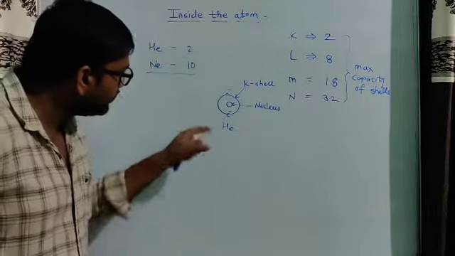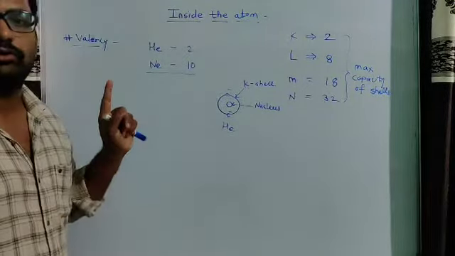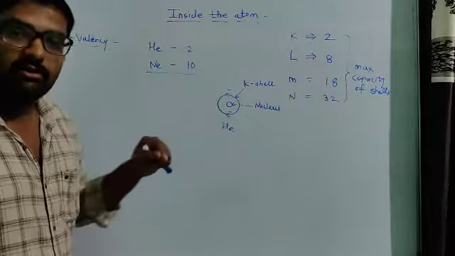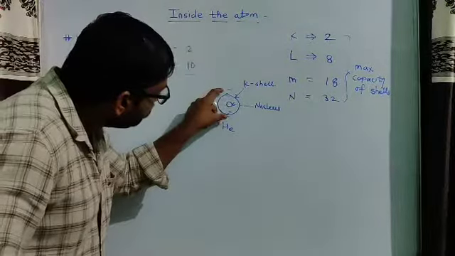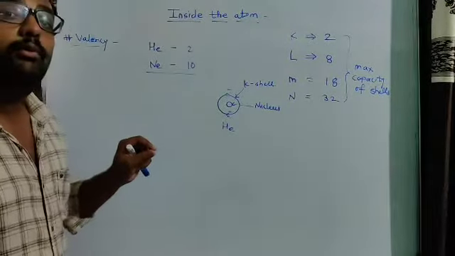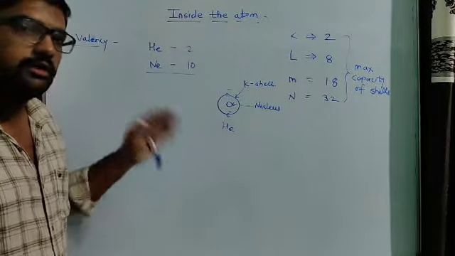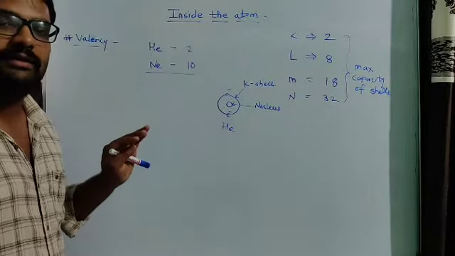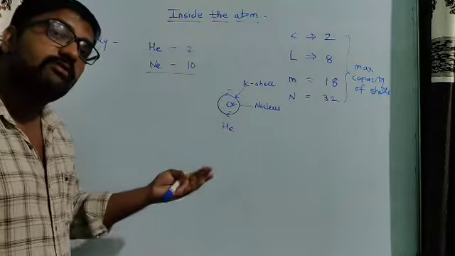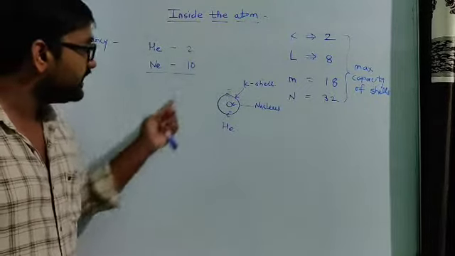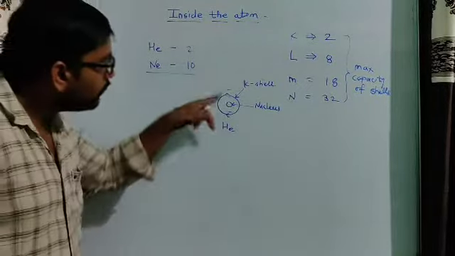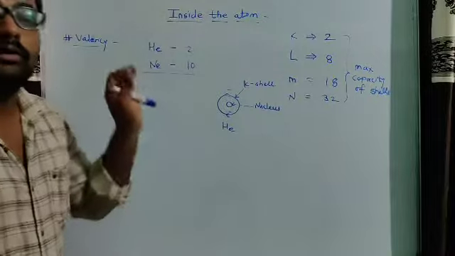For the helium atom, the K shell is the outermost shell, the first shell is the outermost shell. So this first shell is completely filled. Not less than 2 electrons are present, and not more than 2 electrons are there, and the next shell is also not there. So the first shell is completely filled.